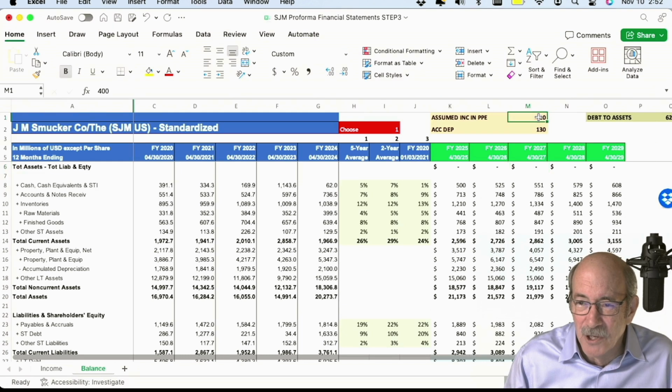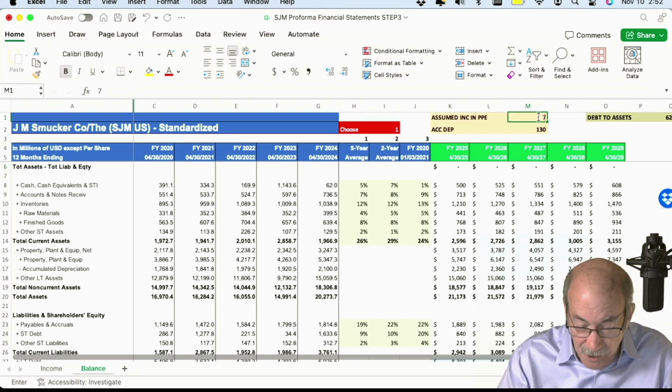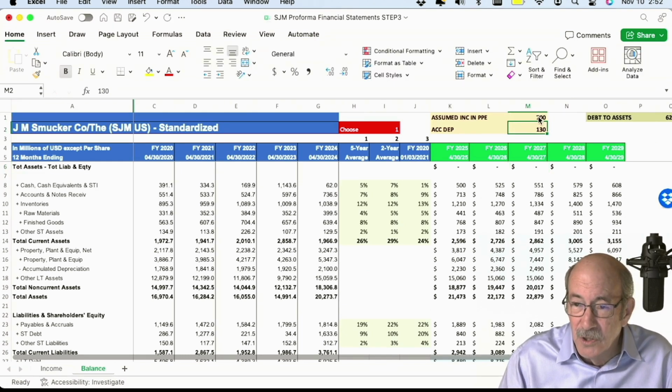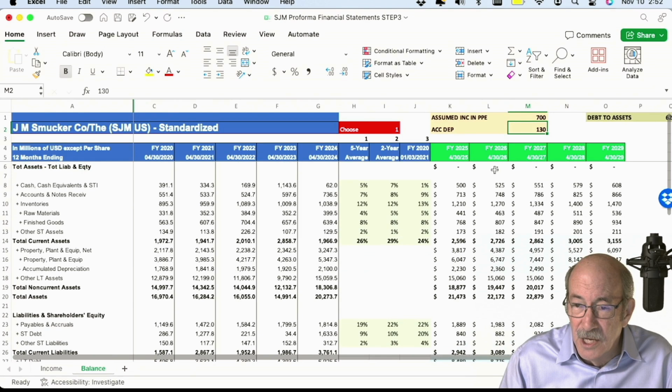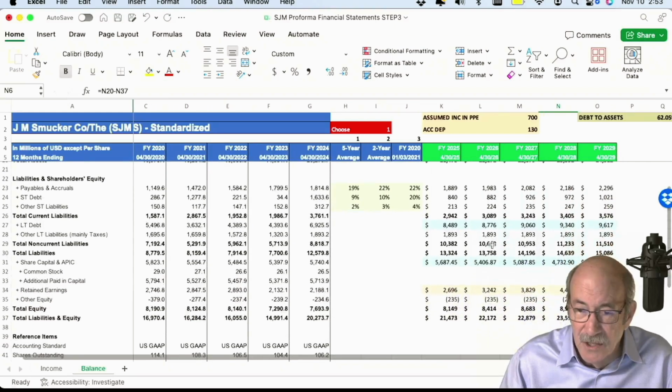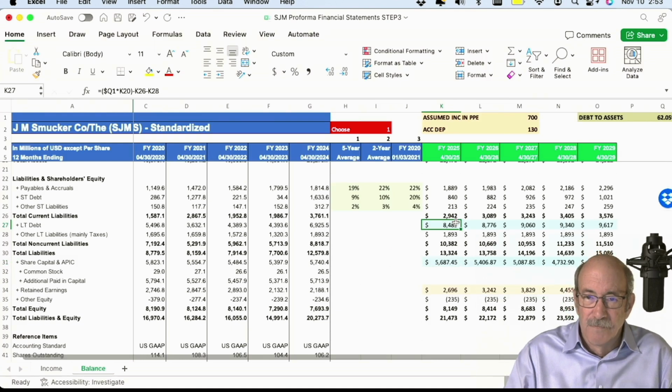So even if I were to change this to, I don't know, 700 million, the numbers down here changed, but they all still balance. That's still zero, and so forth. And that's because of these two plug accounts. These two plug accounts force the balance.